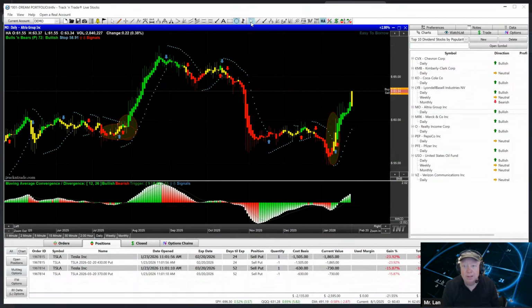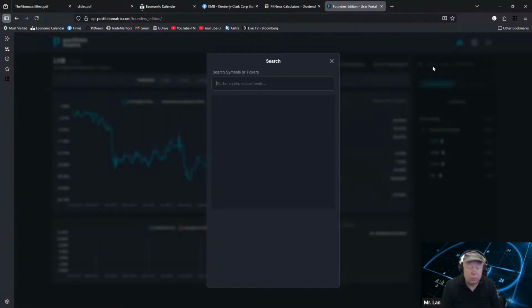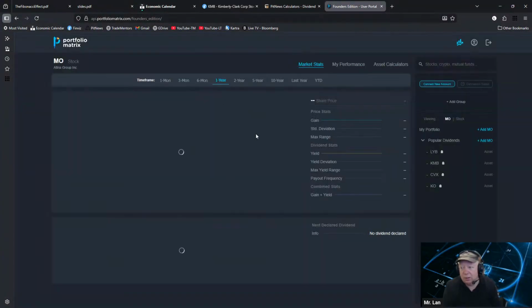All right. And plus some other things. It's not just that all by itself. You never want to use any indicator isolated by itself. There's other things we want to look at. All right, so we're going to go look at MO, Altera. We'll add that in. Come on, baby. Pull her up there.